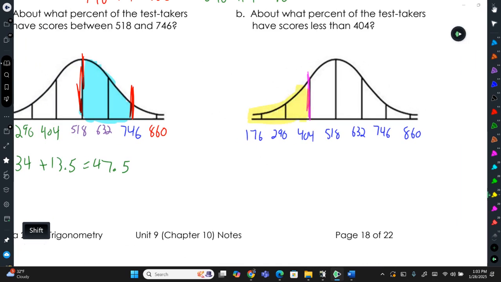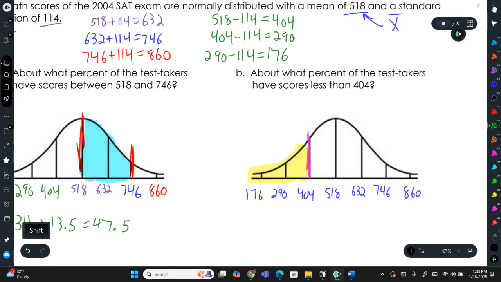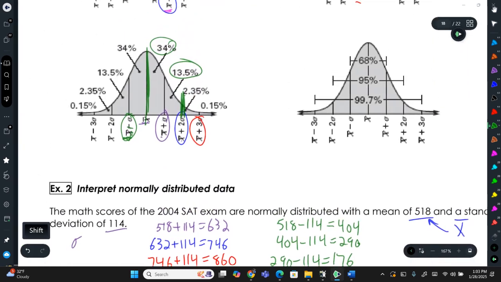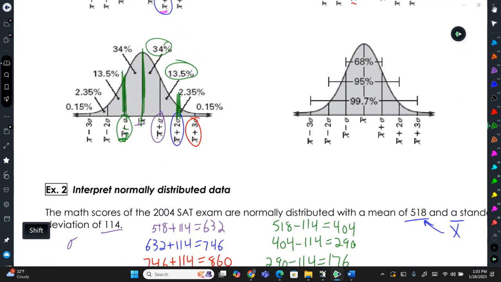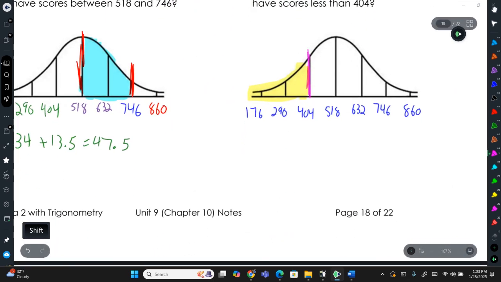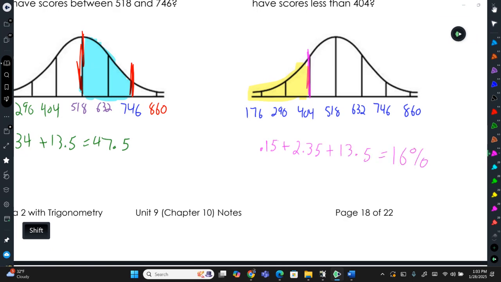over here. So I'm going to go up to my picture, and that 404 was minus one standard deviation. So in my picture, here's the mean minus one standard deviation, and I want everything smaller than that. So I'm going to add these three up. So 0.15 plus 2.35 plus 13.5 is 16%. So 16% of students scored less than 404.